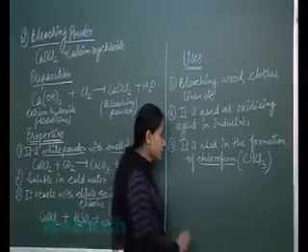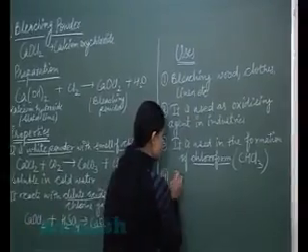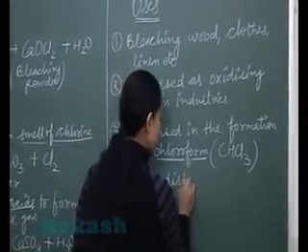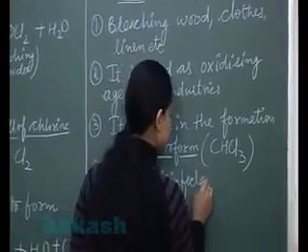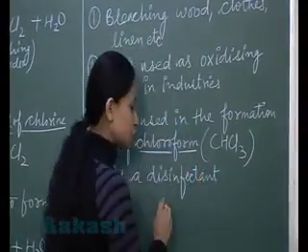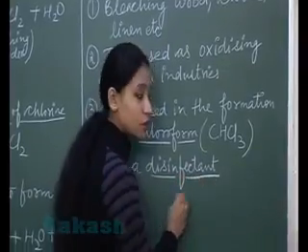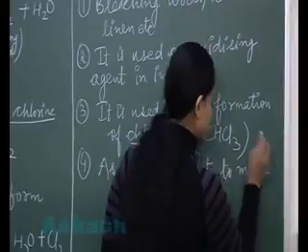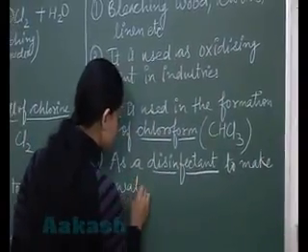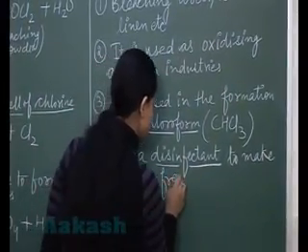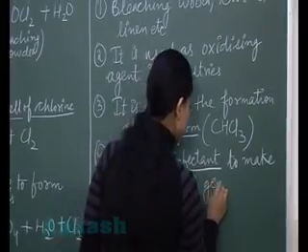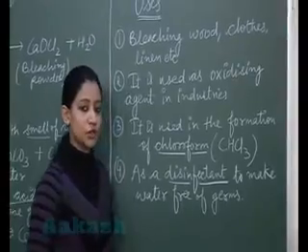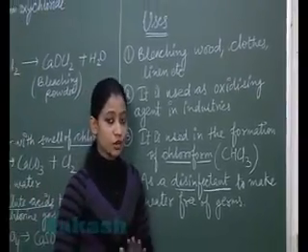The fourth important use is that it is used as a disinfectant. Students, it is used as a disinfectant to make water free of germs. And students, this disinfectant property of bleaching powder is also because of the chlorine gas.